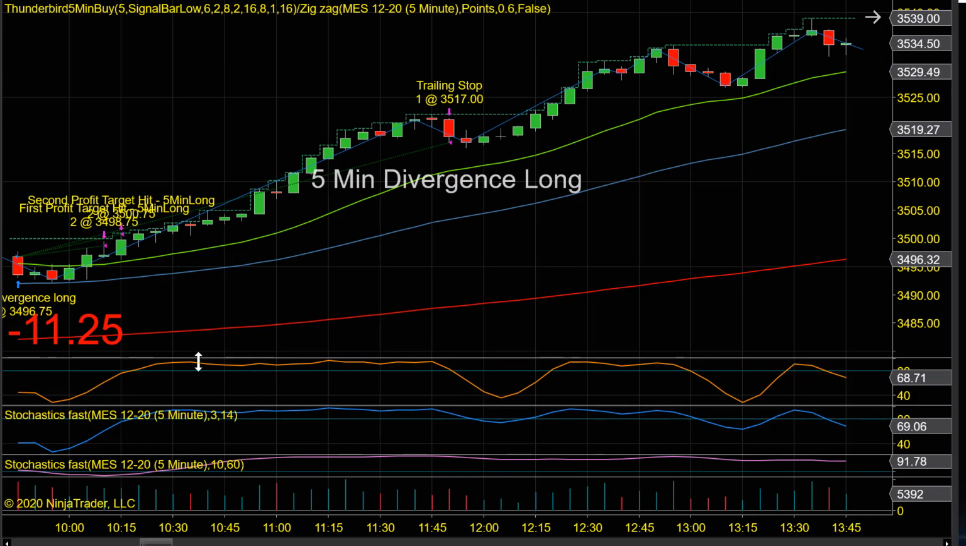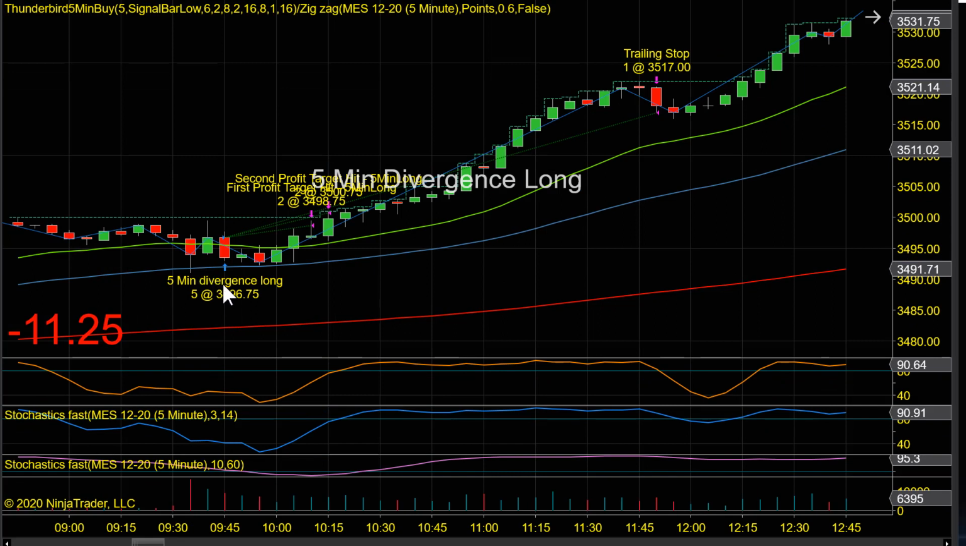The 5-minute maybe gives you a beautiful entry here at 9:30 again. 9:30 divergence. It took profits all the way up. It went up 95. This is the MES. This is a big move. Wow, it's like a 35-point move off of that original divergence, and it continued to move higher. I mean, that's all you have to do.